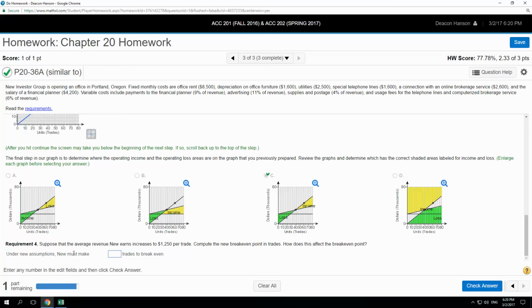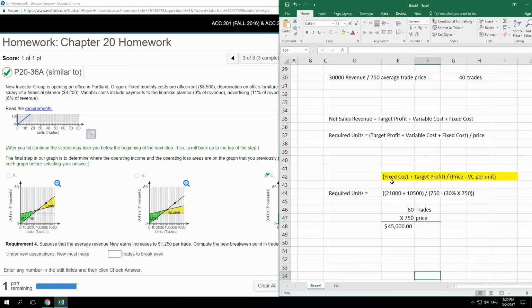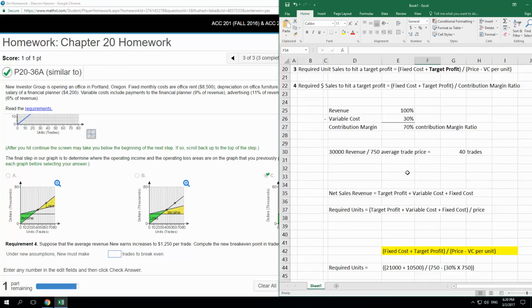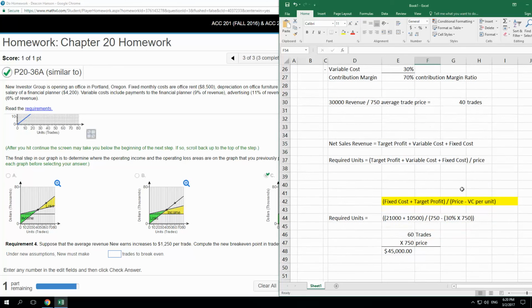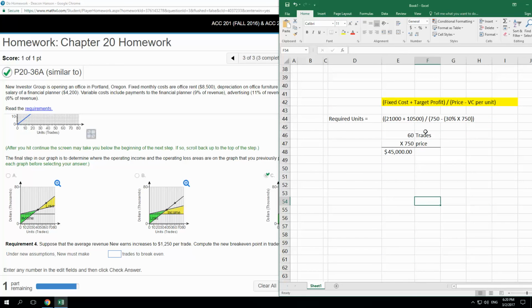Suppose that the average revenue Newearns increases to 12,500 per trade. Compute the new break-even point in trades. How does this affect the break-even point? Okay, it's going to make the break-even point lower, right? So all we have to do is take what we already did, and we did this formula here. So we can do it with this, right?